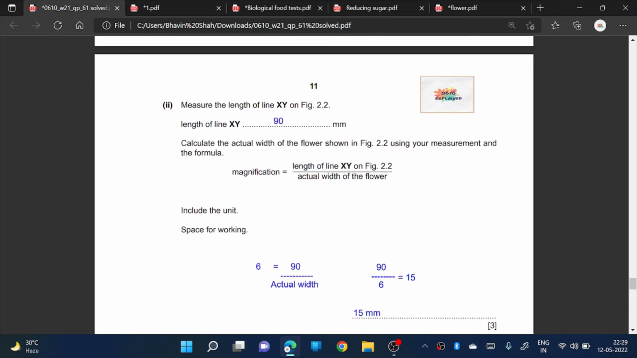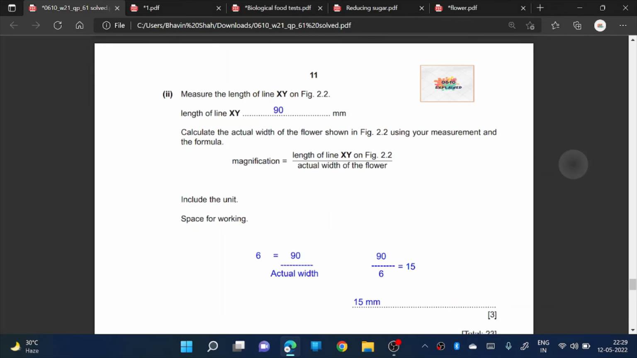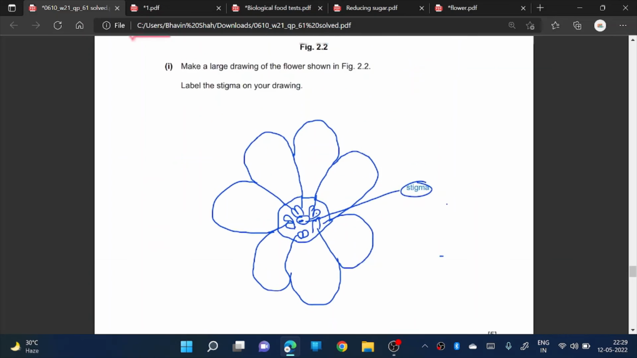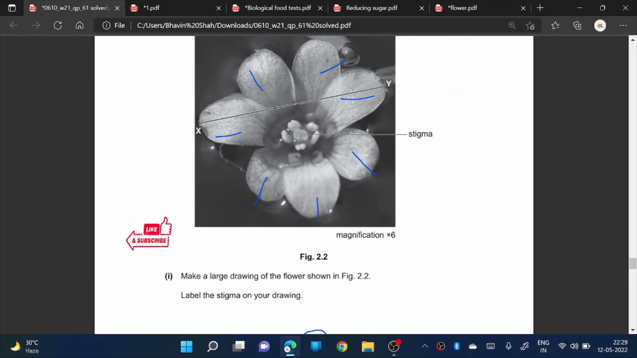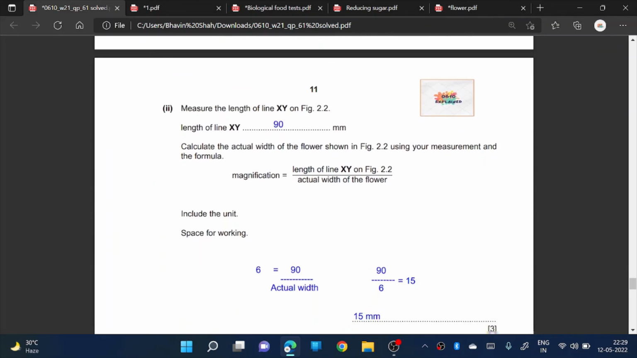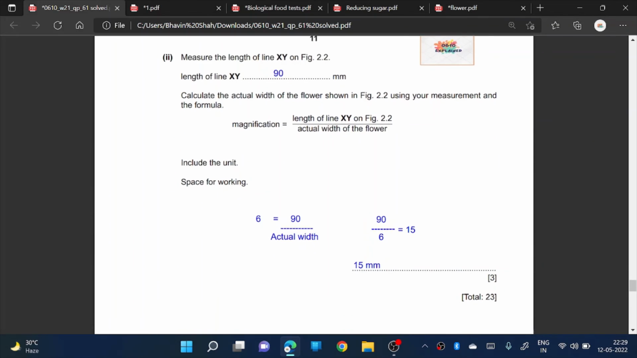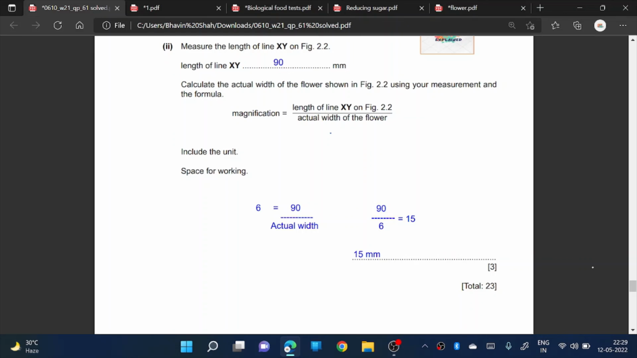Next question, we are looking at the length of line XY. So if you are looking on the diagram, they have already shown you X and Y labeling. You just need to do the drawing or the measurements. Always remember, I repeat in my videos that measurements will always be in millimeters. So according to me, this should be around 90 millimeters. The magnification formula is already provided to you. You need to find the actual length.